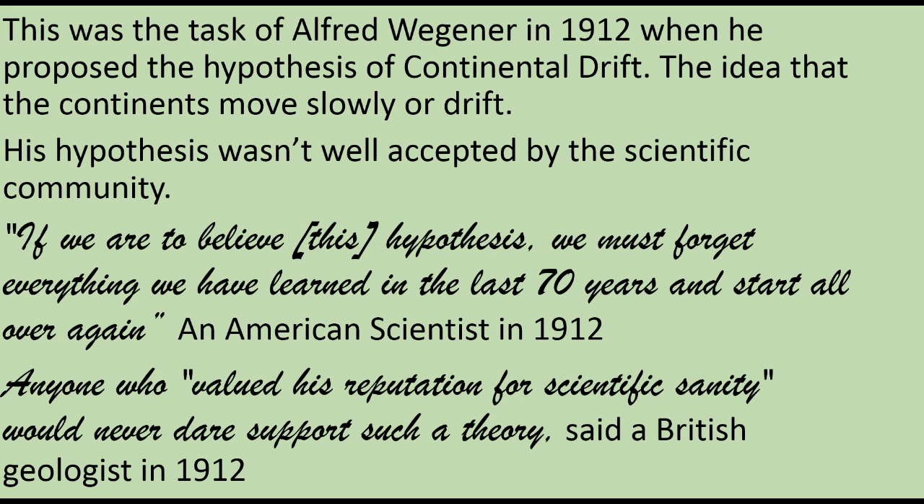Well, this is what Alfred Wegener, the W is pronounced with a V, in 1912 proposed. He proposed the idea of continental drift. Now, continental drift is when the continents move very slowly, a few centimeters per year. And he proposed this in 1912 to the scientific community, and the scientific community really didn't accept it very well.